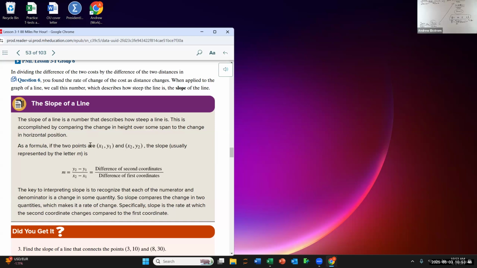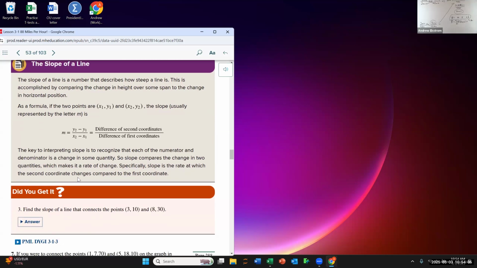So we've got the slope of a line here, the difference of coordinates, and this is where the rise over run thing comes from. The change in y: the y-axis goes up and down, so that's the rise. The x-axis goes left to right, that's the run.